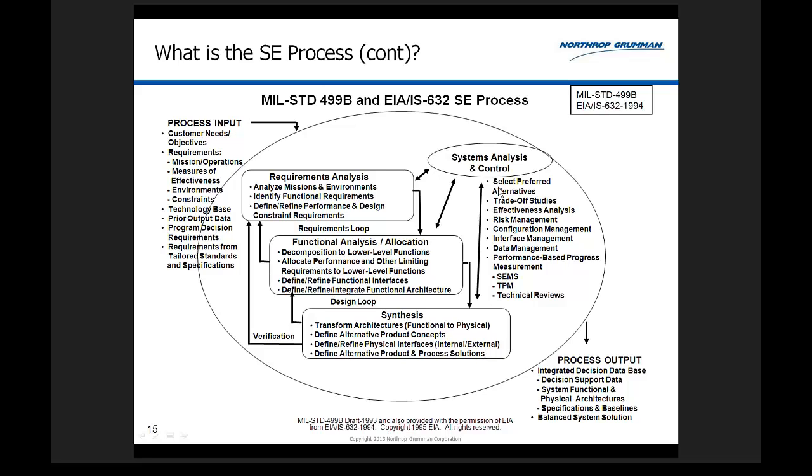There are many. Now, for the system analysis and control, there's not enough room inside the circle to put all the bullets, so they put them outside. Okay, you do trade-off studies to select preferred alternatives and do effectiveness analysis, risk management, configuration management, interface management, data management, performance-based project process measurements, such as in your systems engineering management schedule, master schedule, technical performance measures, technical reviews, etc., different ways of doing it. So again, these two-headed arrows here indicate that system analysis and control is performing those functions in all of these areas. Okay, so that's the cornerstone of all systems engineering.